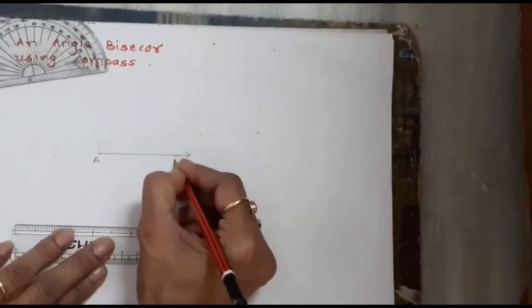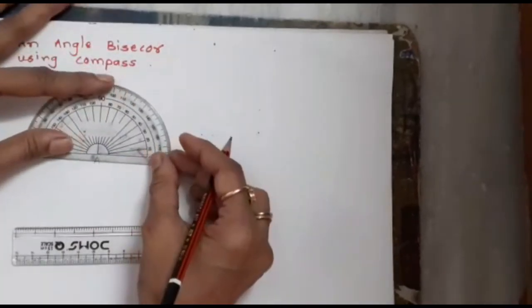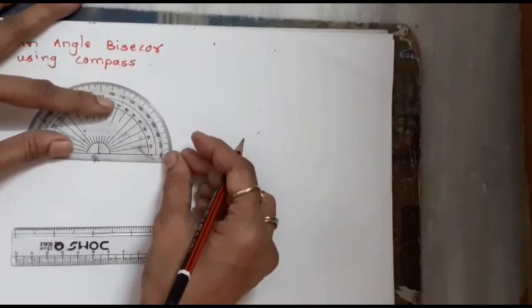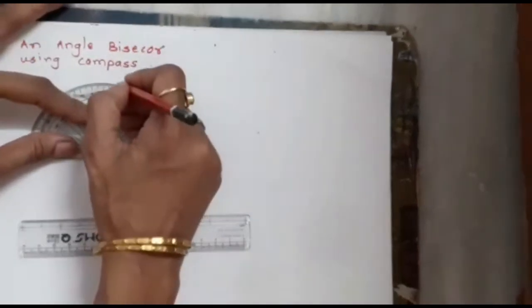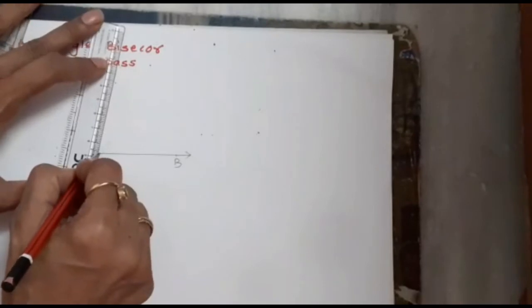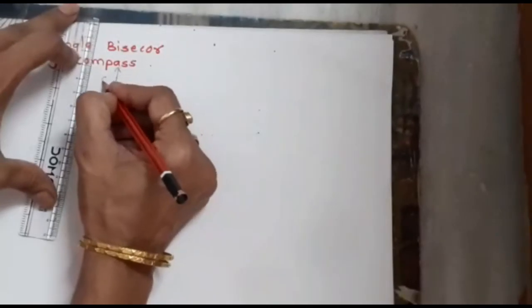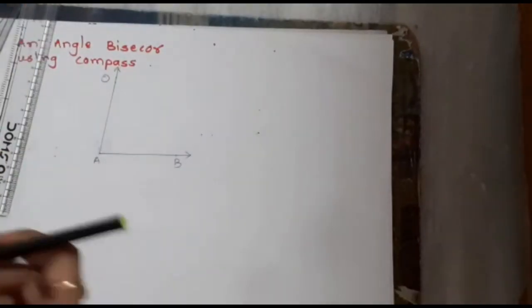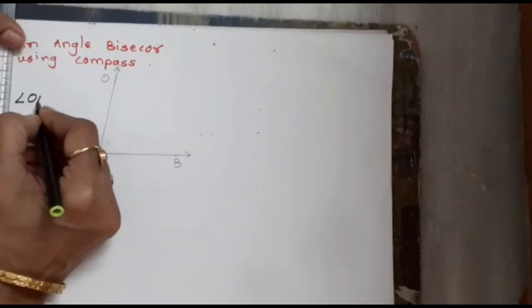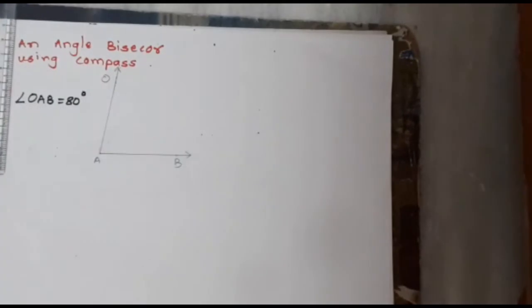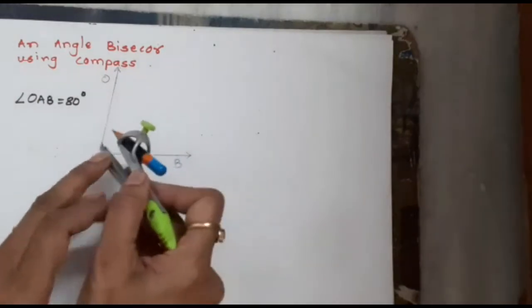A and this is B. I will draw an angle of 80 degree. Okay. This is angle OAB. Angle OAB is equal to how much? 80 degree. Okay. Now I will draw the angle bisector of this angle.